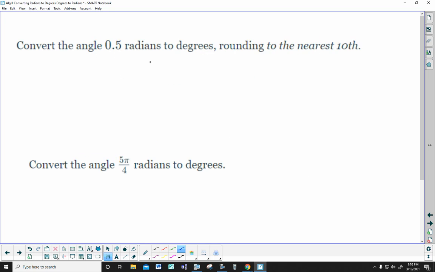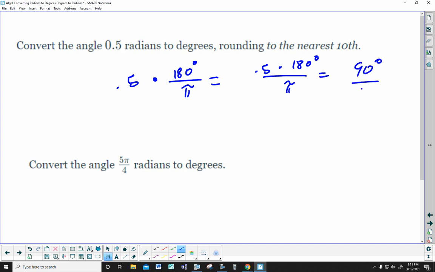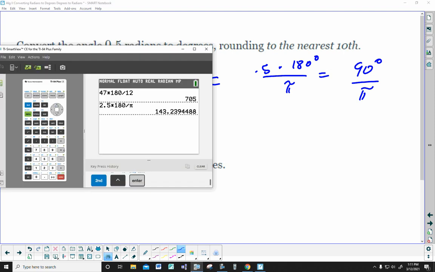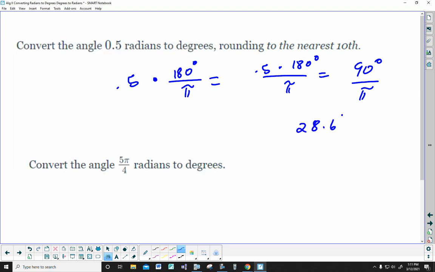Convert 0.5 radians to degrees. Okay, so a half a radian times, I want to get rid of radians, I want to get degrees. So 0.5 times 180, as you guys know, is 90. I could have done it in the calculator, okay? So it's just 90 divided by pi. Round to the nearest tenth, so that would be 28.6 degrees.